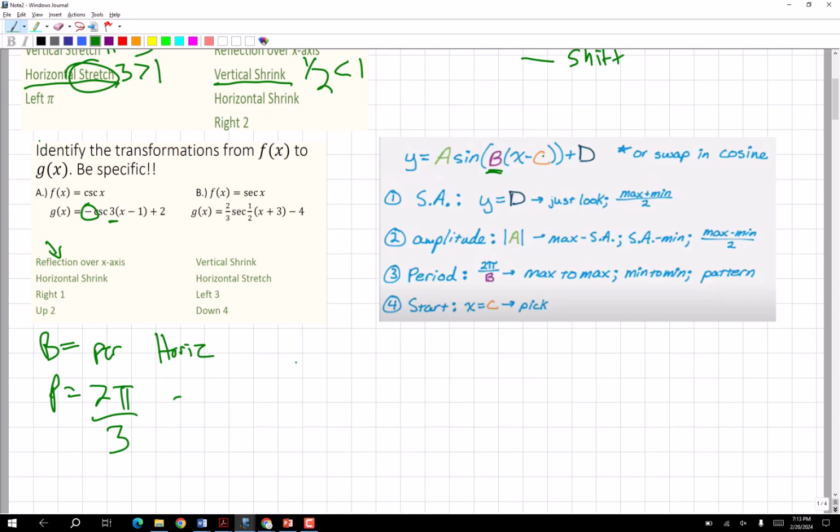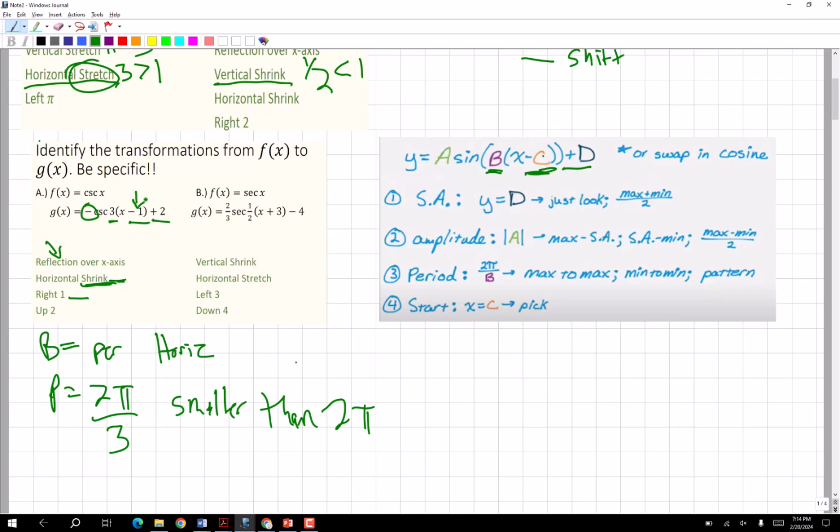Notice how that's smaller than 2 pi. That's why it's a horizontal shrink. The period is horizontal, right? And then this part right here, this minus C. So this is going to be -1, right? So -1 means right 1. And then this is +2, which is the up and down.